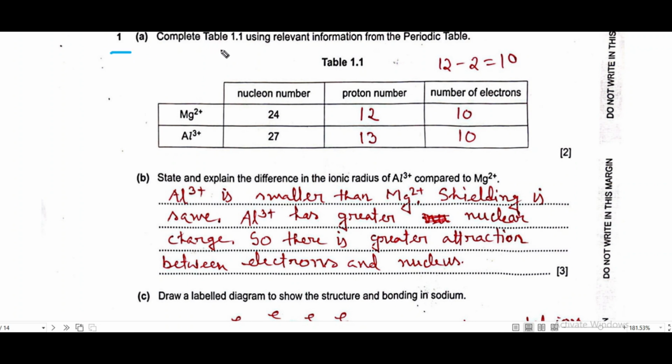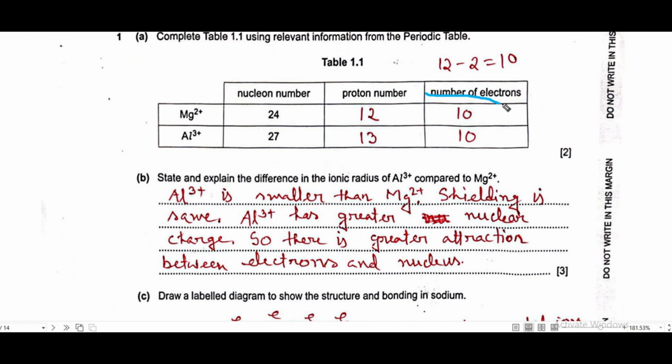Number 1. Complete the table using relevant information from the periodic table. Magnesium ion, aluminum ion. Nucleon number, meaning mass number, for magnesium is 24. Aluminum mass number, nucleon number, is 27. Number of protons in magnesium is 12. Number of protons in aluminum ion is 13, which is the atomic number.